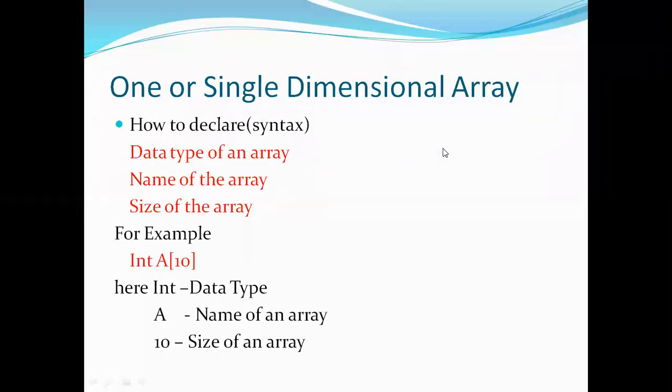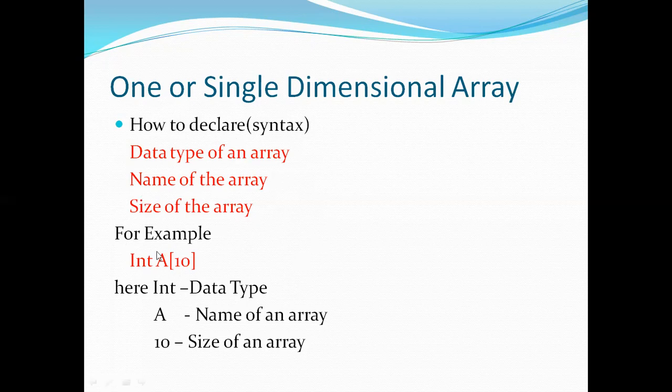So see, for a one dimensional array or single dimensional array, there will be some syntax. How can we define an array in C or C++ language? First of all, we need to mention the type of the array, the name of the array, and the size of the array. For example, if I'm going to declare an integer array, we need to mention int. Otherwise, if you are going to declare a character array, we need to mention char.